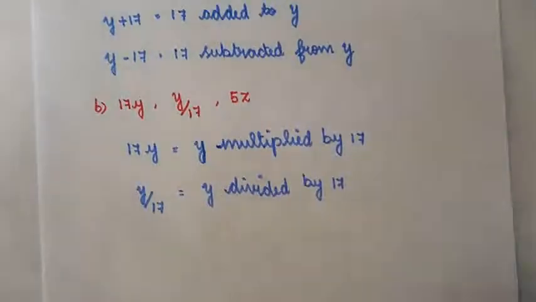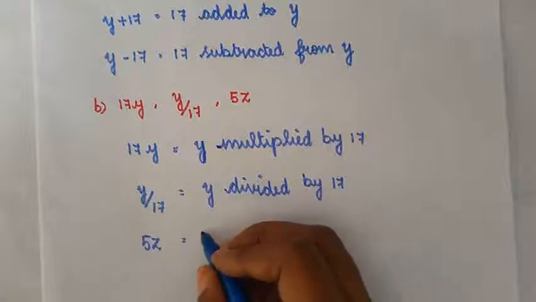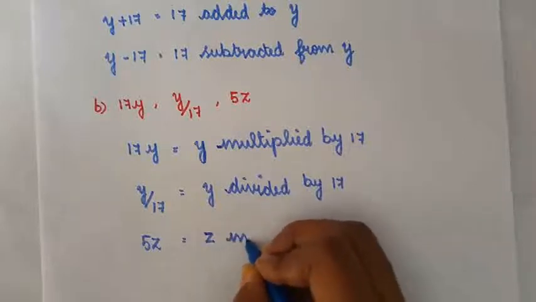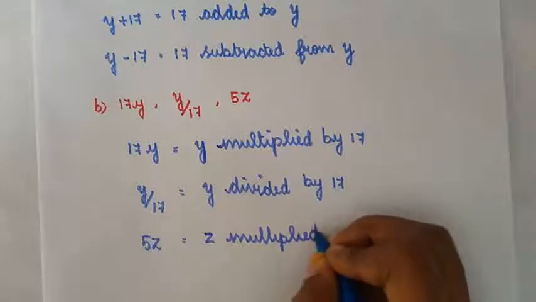And let me take the third term, 5z. Here 5. Here also the same, z multiplied by 5.